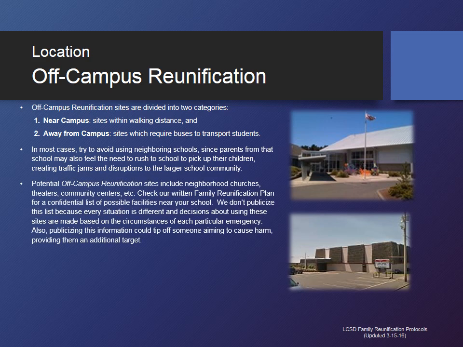Potential off-campus reunification sites include neighborhood churches, theaters, community centers, etc. Check our written family reunification plan for a confidential list of possible facilities near your school. We don't publicize this list because every situation is different, and decisions about using these sites are made based on the circumstances of each particular emergency. Also, publicizing this information could tip off someone aiming to cause harm, providing them an additional target.